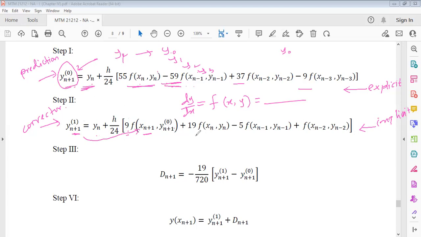Next, 19 times f of xn, yn, minus 5 times f of xn minus 1, yn minus 1, plus 1 time f of xn minus 2, yn minus 2. All these steps you have to memorize. If you do, I have allocated you two or three questions.